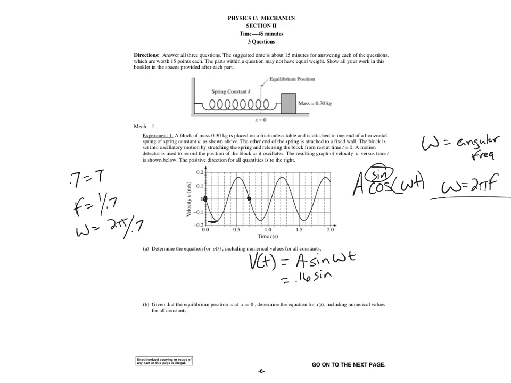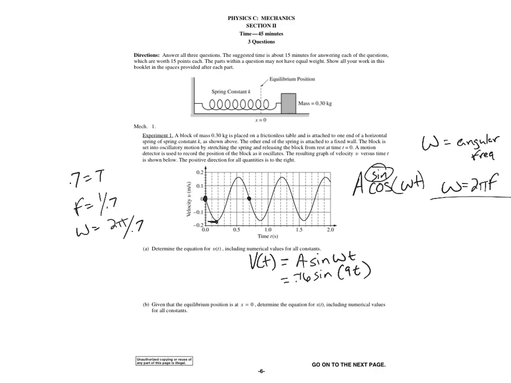2 pi divided by 0.7 is, I believe, 9. Let me make sure I did this correctly. Yeah, 8.97, so we get 9t. And then the final thing that we got to do is say that it's negative. The reason we say that it's negative is because the initial max is at a negative point. So that means that initially it is negative. All right. So there you go. That's how that works out.